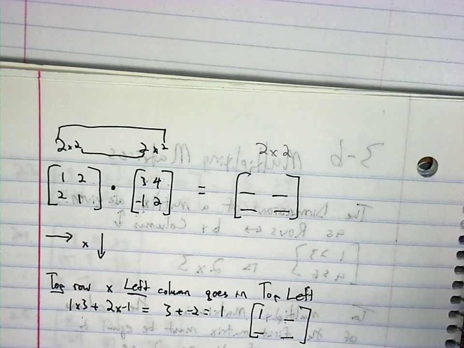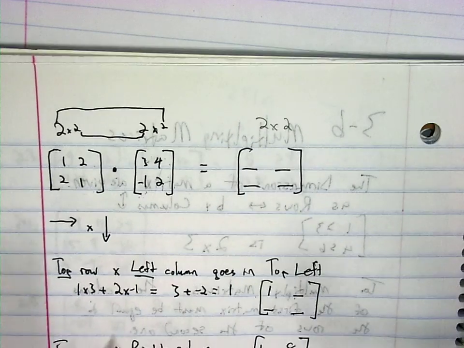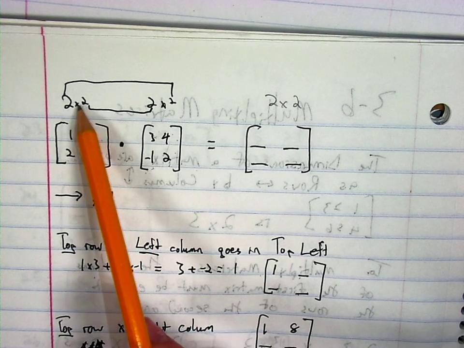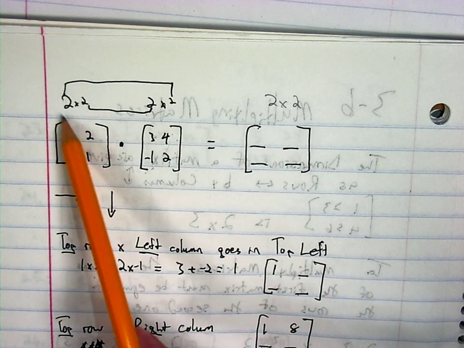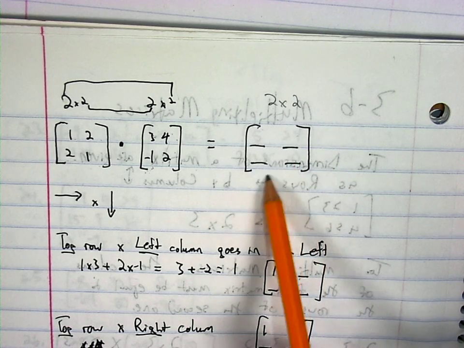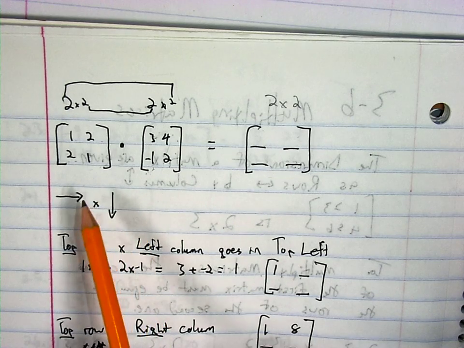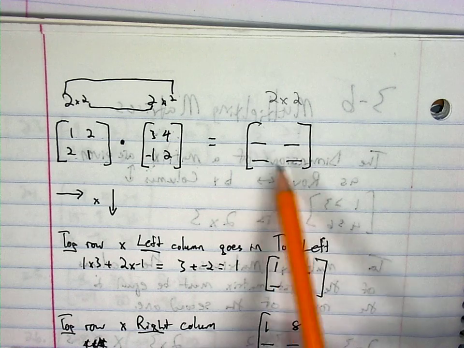Alright, so I've tried to slow this down as best I can. If I get going too fast for you, remember to hit pause. Okay, so here we have a 2 by 2 and another 2 by 2. The middle numbers match, tells me I can multiply them. The outside numbers tell me what to expect for my answer. I should expect another 2 by 2. So I went in and made some answer blanks there. Okay, so rows times column. How do I know what goes in each of these spots?